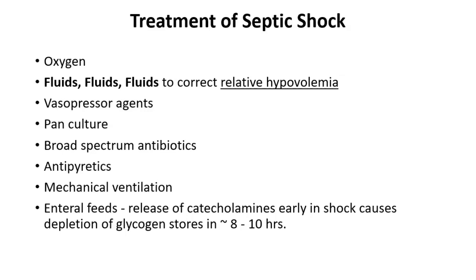There's something called a fluid challenge, which basically we give fluids until there's a clinical sign of improvement plus some other lab values. So our CVP up in the 8 to 12 range. We could do something called the passive leg raise, in which the person is laid supine and we raise the leg. And if they show increase in their pressures, then we should give more fluid because they're considered to be fluid responsive.